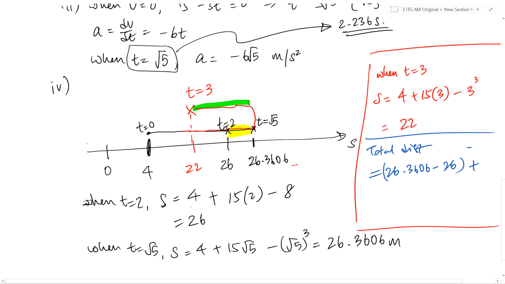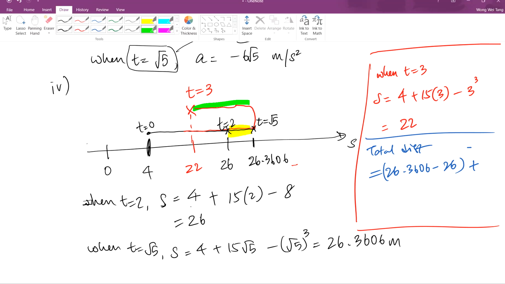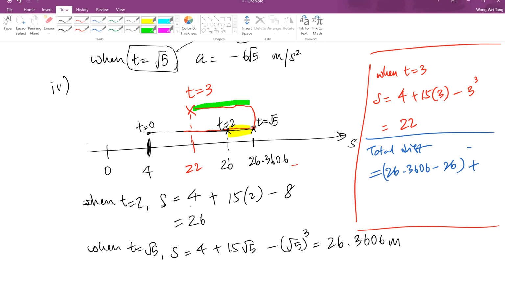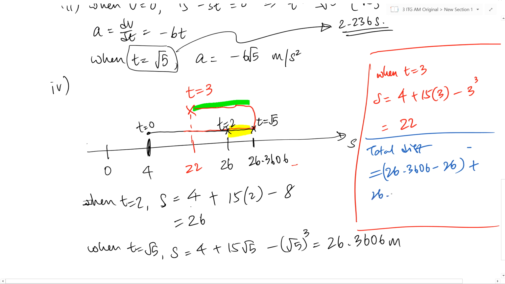How did you get it? So we are dealing with distances. So this green region will be 26.3606 minus 22. So these are the two portions that we need to add up to get our final answer. And it should be correct. Can somebody help me confirm? It's correct? Okay, so you get the answer. And then you round off to 3 significant figures.